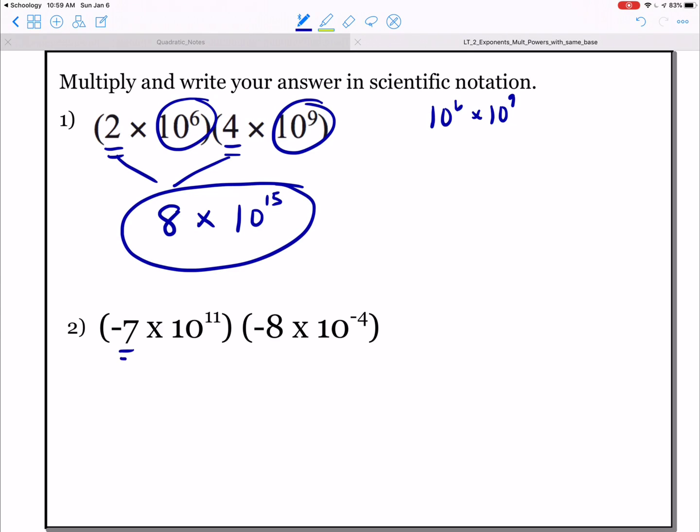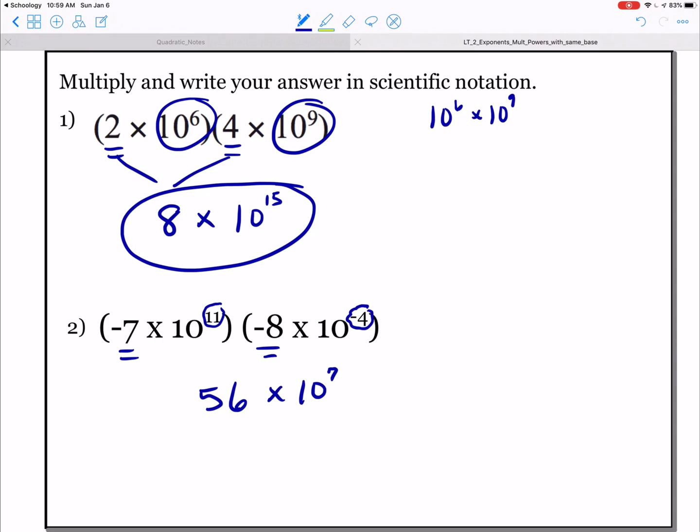Let's apply that down here. Two numbers written in scientific notation. I'm going to multiply these two values. This gives me a positive 56 times 10 to the, now I'm going to take 11 plus -4, and that's going to give me 7.